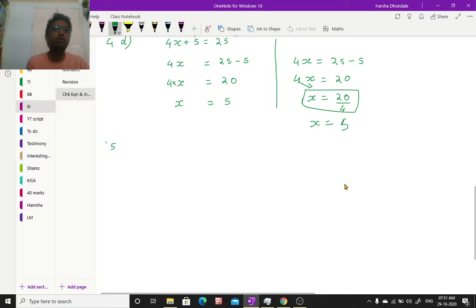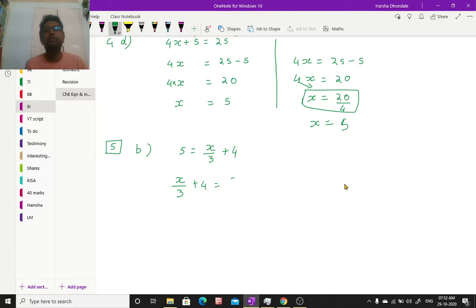Now, your fifth problem is marked in a box in your textbook, which means that it's slightly difficult, but I actually don't think so. 5b, the question is 5 is equal to x by 3 plus 4. Now what I'll do, I'll put the right hand side on LHS, and LHS goes to RHS. x by 3 plus 4 is equal to 5.